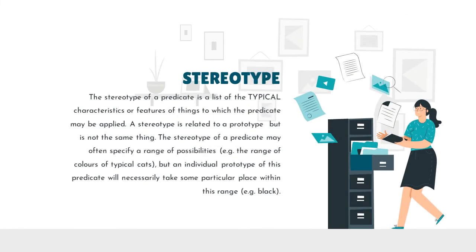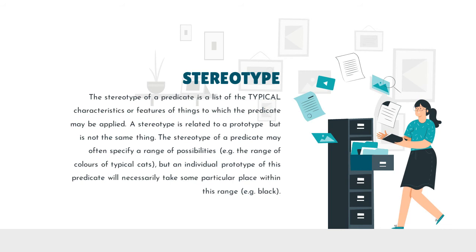The stereotype of a predicate is a list of the typical characteristics or features of things to which the predicate may be applied. A stereotype is related to a prototype, but it's not the same thing. A prototype of elephant is some actual elephant, whereas the stereotype of elephant is a list of the characteristics which describes the prototype. The stereotype of a predicate may often specify a range of possibilities. Example, the range of colors of typical cats. But an individual prototype of this predicate will necessarily take some particular place within this range.